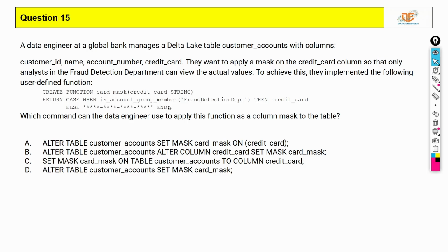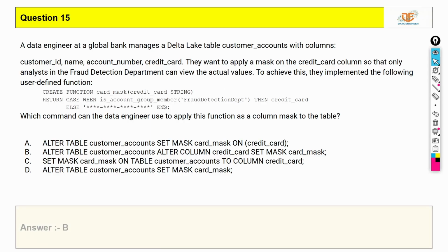Perfect. So they have written this particular function. In this function, they have created the function to return the value case when is account group member for the credit card account. So basically we have already created the function, we just need to apply that function to the column. Pretty simple: we have to alter the column, alter column credit card set mask, and pass the card mask function name.